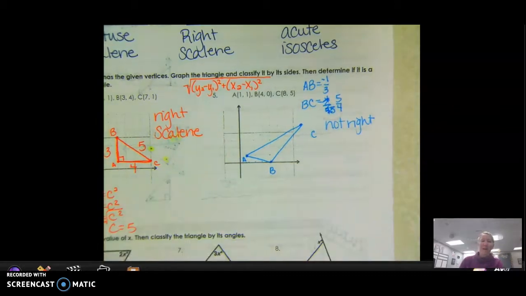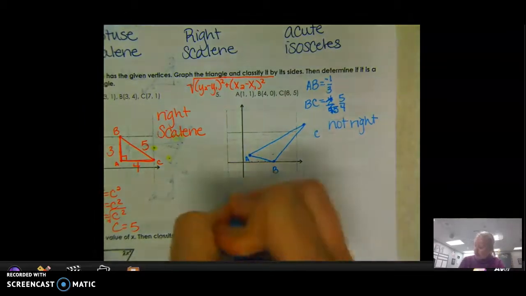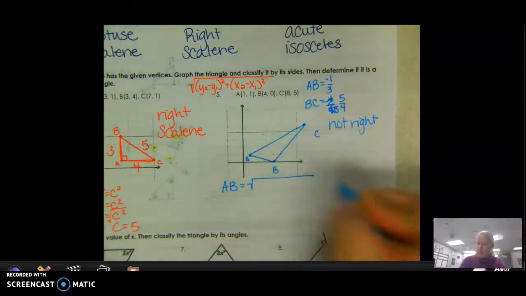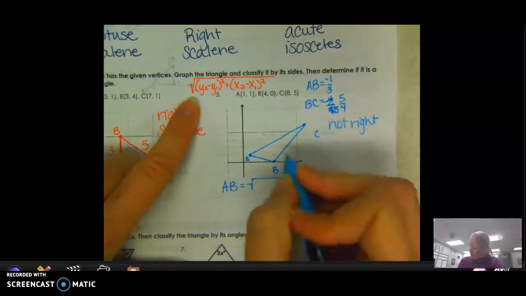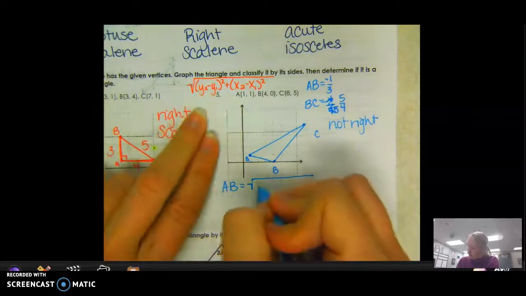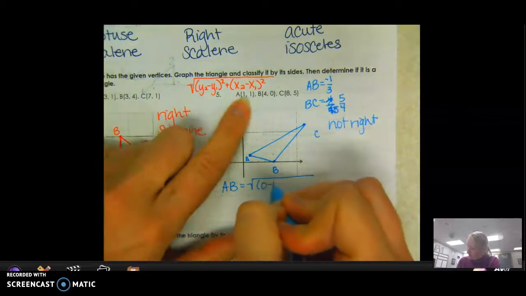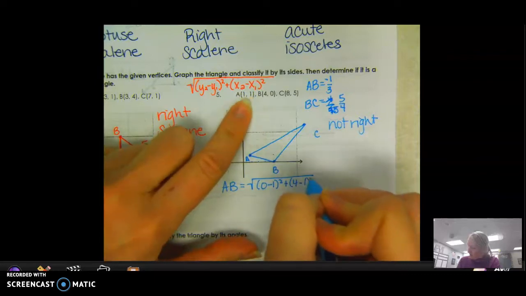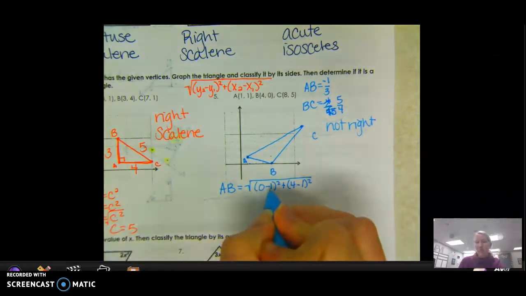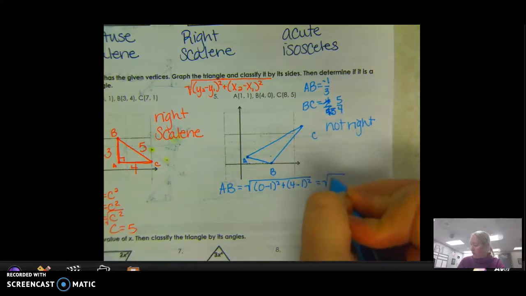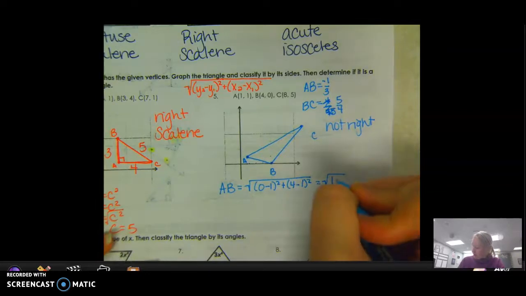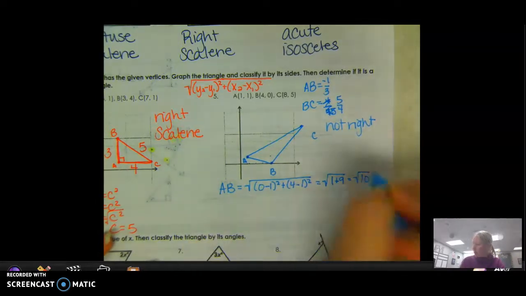Okay. And then classify it by its size. So I would have to find distance formula for each of these. I'm going to find distance formula for AB first. So here's A and here's B. Y2 would be 0 minus 1 squared plus x2, which is 4 minus 1 squared. 0 minus 1 is 1. 1 squared equals 1. 4 minus 1 is 3. 3 squared is 9. So that's 1 plus 9, which is the square root of 10. So AB is the square root of 10.